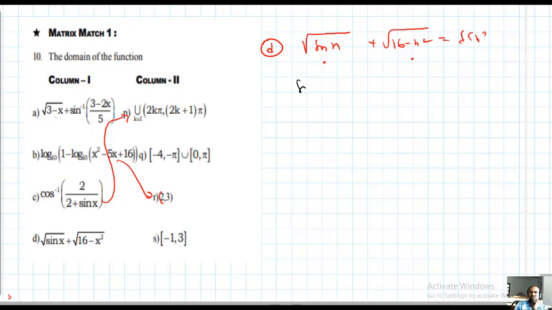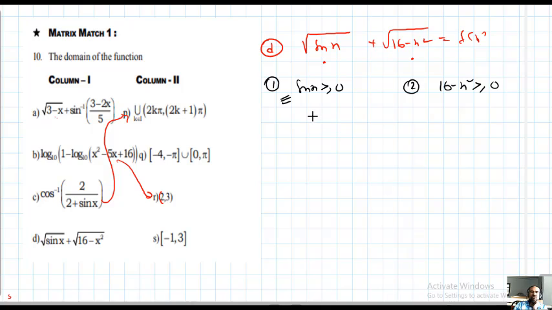First one, sin x should be greater than or equal to 0. First condition. Second condition, 16 minus x square should be greater than or equal to 0. Such common x you want to find. So what I can say, sin x greater than or equal to 0 and 16 minus x square greater than or equal to 0. Later I will mix, Nana. Already sin x greater than or equal to 0, this one only.